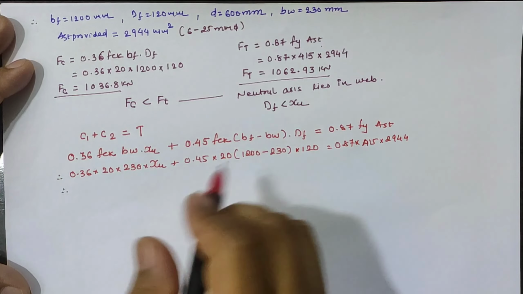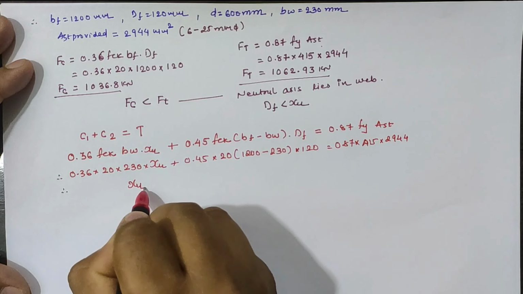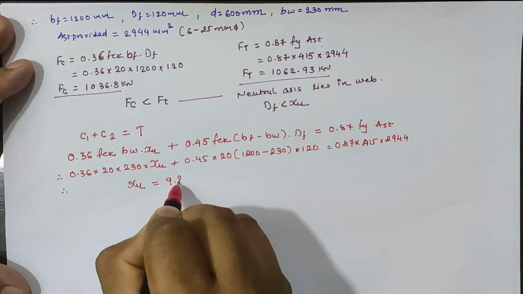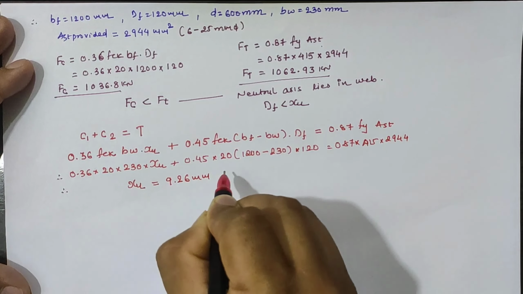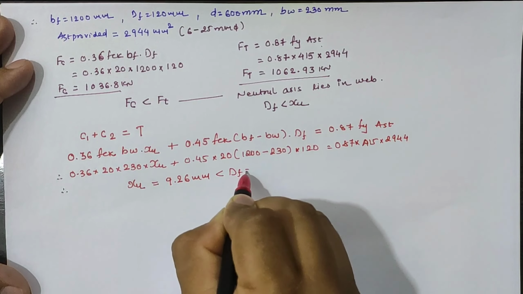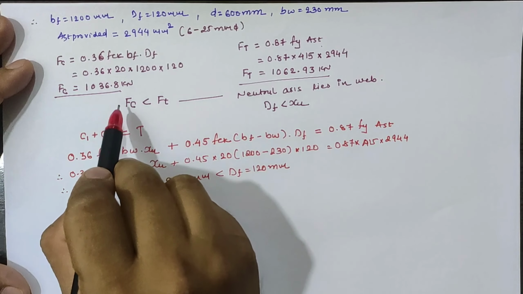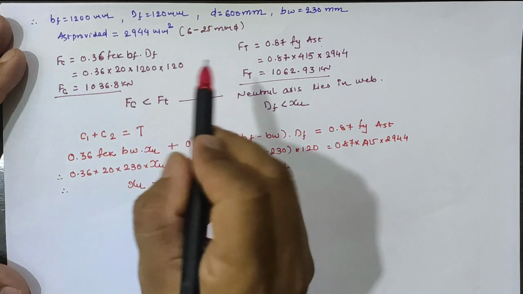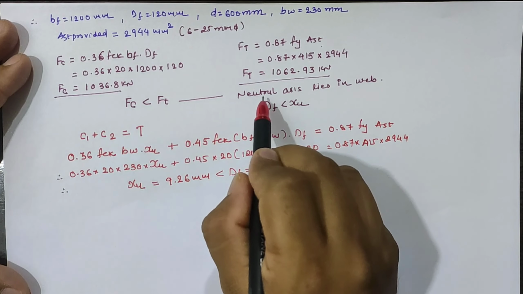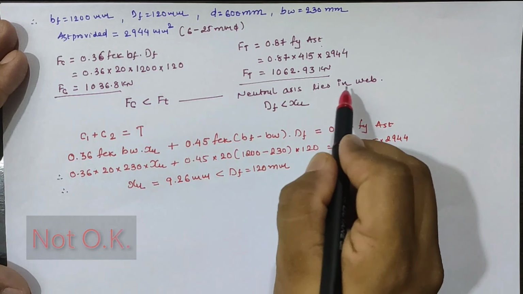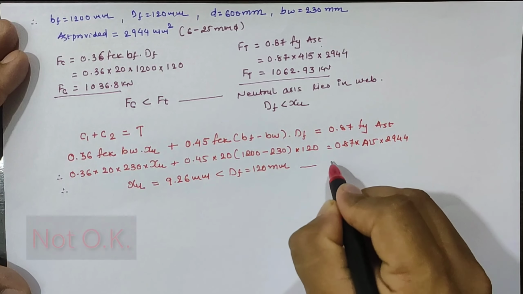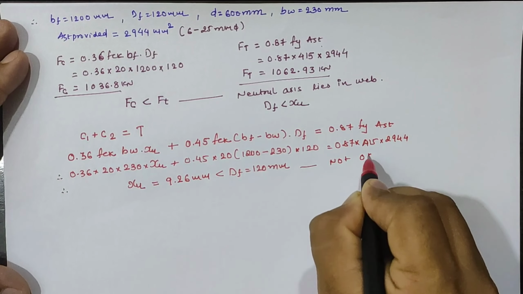Now solving this equation, we have Xu equal to 9.26 mm, which is less than the value of Df as 120 mm. But as per the relation between compressive force and tensile force, we know that the neutral axis must lie in the web. It means this value is not okay.